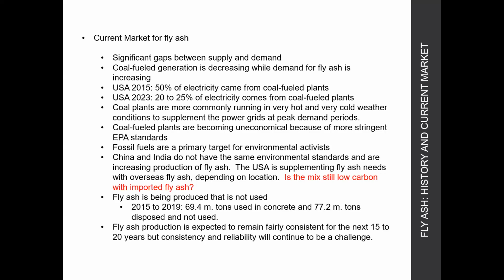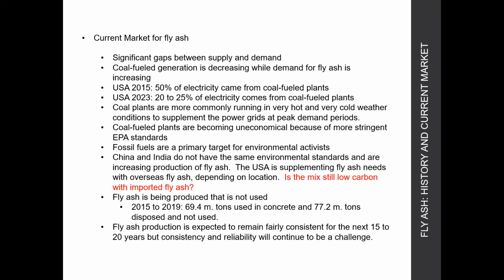A few keynotes there: in 2015, approximately 50% of the electricity in the country came from coal-fueled plants. That has since changed, and it's dropped to 20 to 25%. With that change, the coal plants primarily run in very hot, very cold weather to supplement the grid. They're not necessarily the primary forms of electricity like they used to be. So therefore, the production of fly ash is a little bit more seasonal. It's not as reliable as it was 8 to 10 years ago. So that is a key change as we're talking about concrete. You'll see an example later, and some of you may have run into situations where there are fly ash shortages and we have to go back to some straight cement mixes.